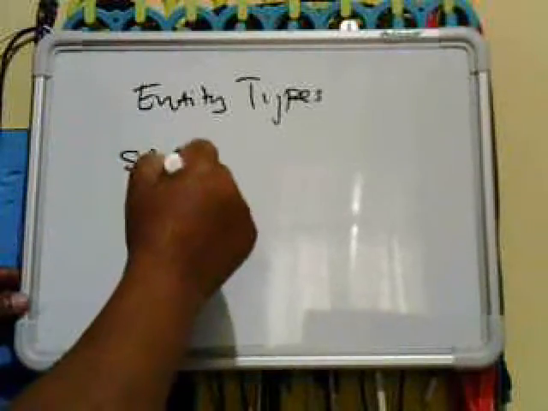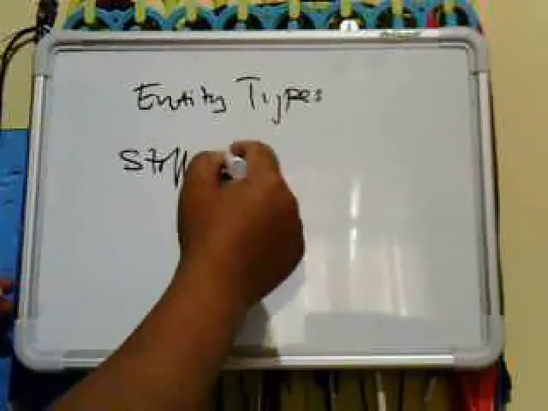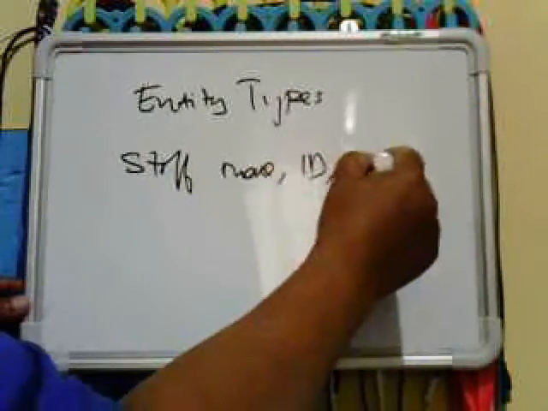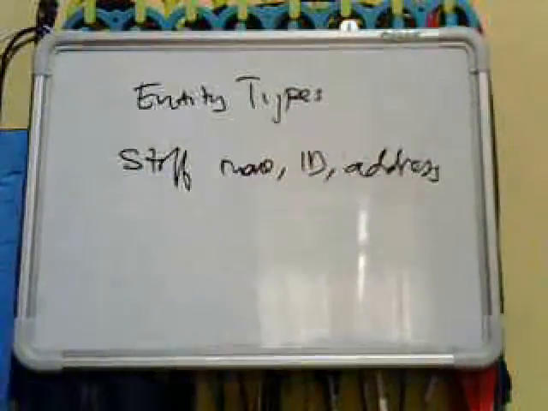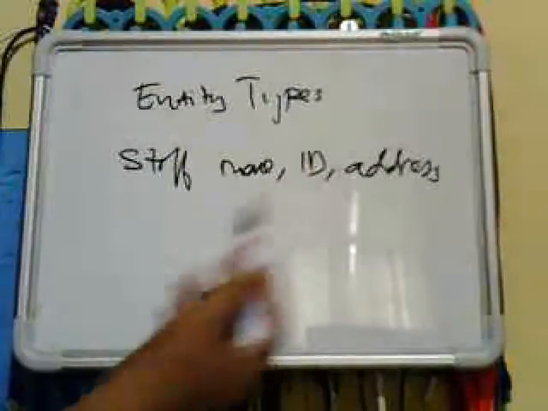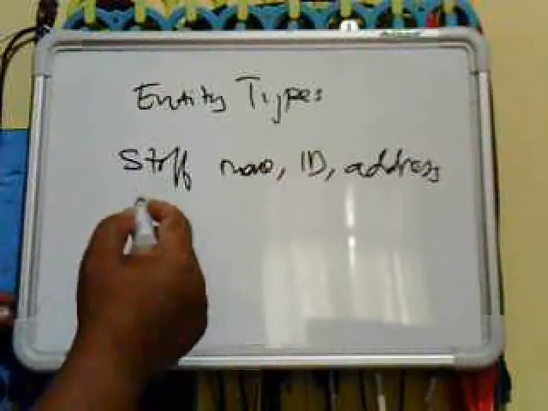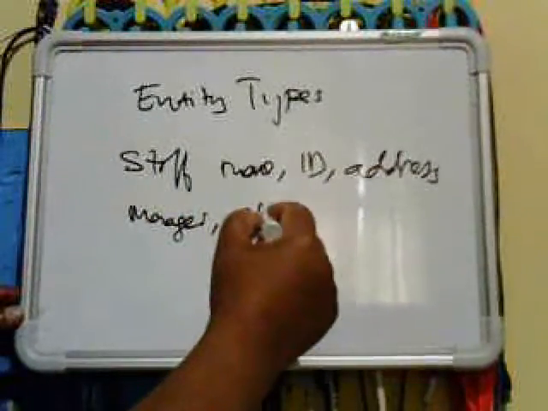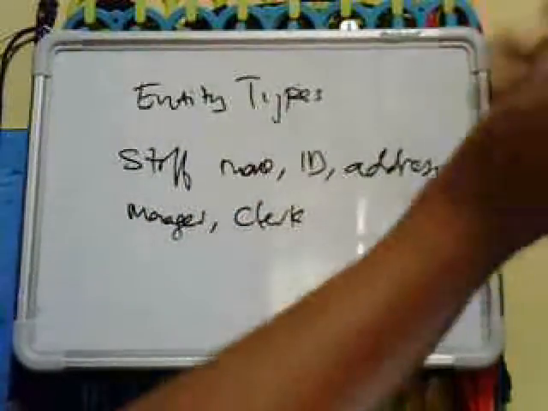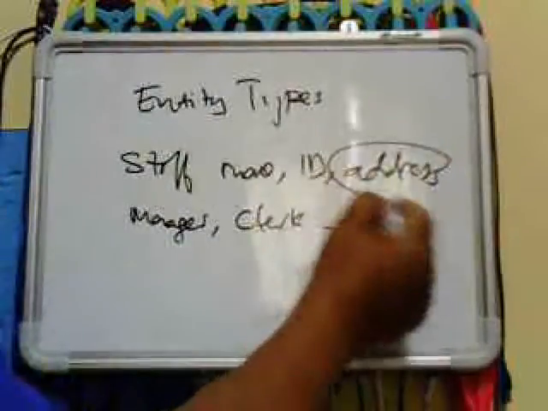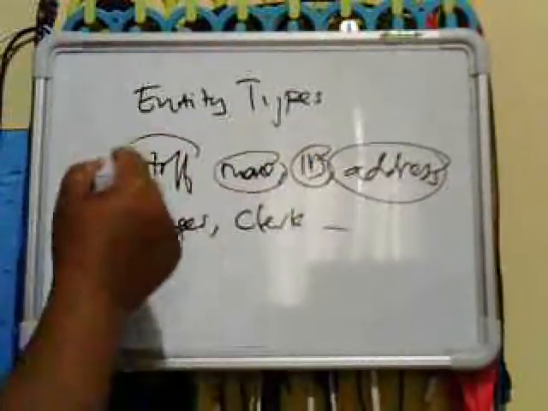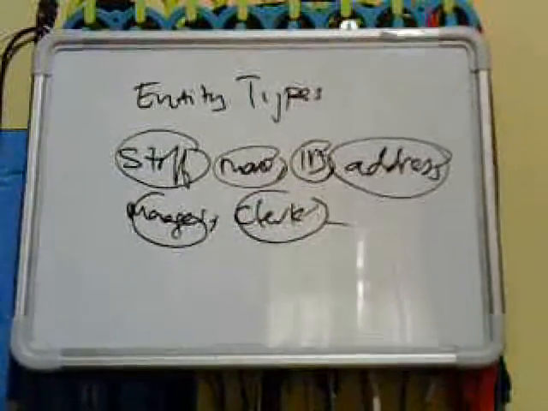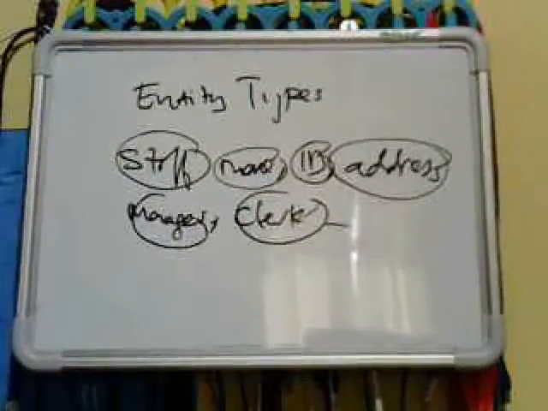So maybe name, maybe ID, address, right? So maybe you will find, for example, a manager or clerk, by us, manager, I think. So this is a piece of the information that you get from the requirements.